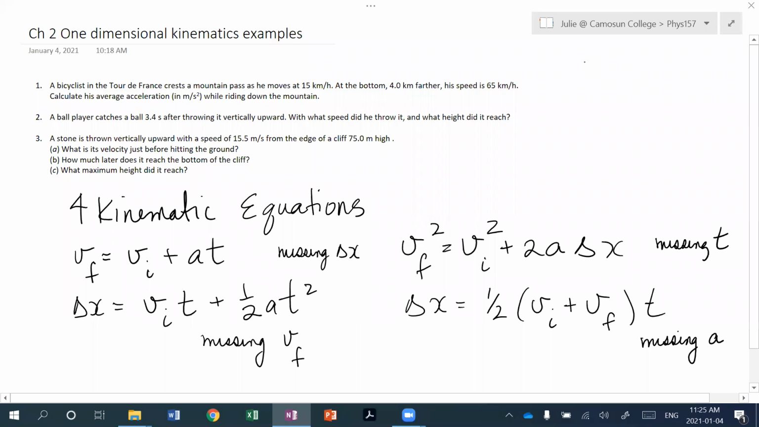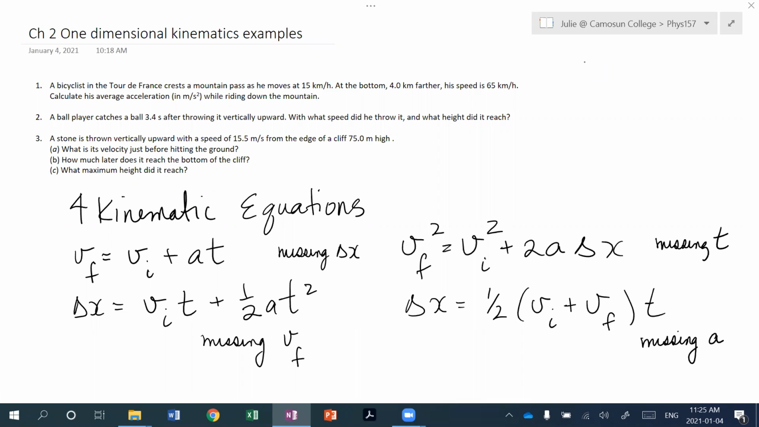In this video, I want to do 3 examples of one-dimensional kinematics problems. This will help you with this week's assignment. For all these one-dimensional kinematics problems, we have our 4 kinematic equations. Remember, they only apply when the acceleration is constant. If the acceleration changes at all throughout the trip, you would have to reapply all these equations. But most of our examples will have constant acceleration.